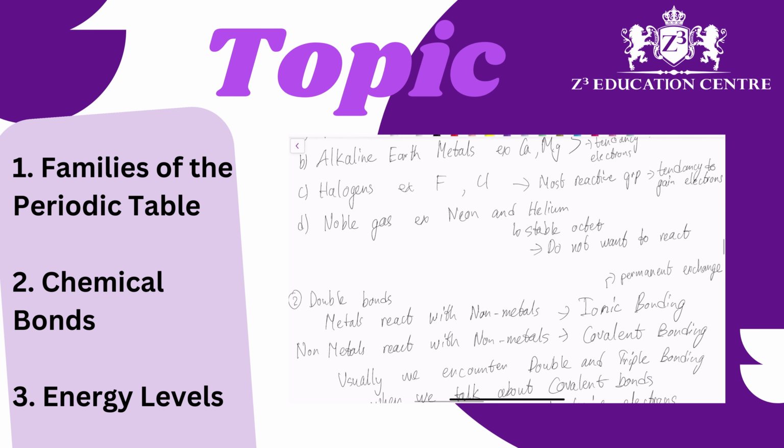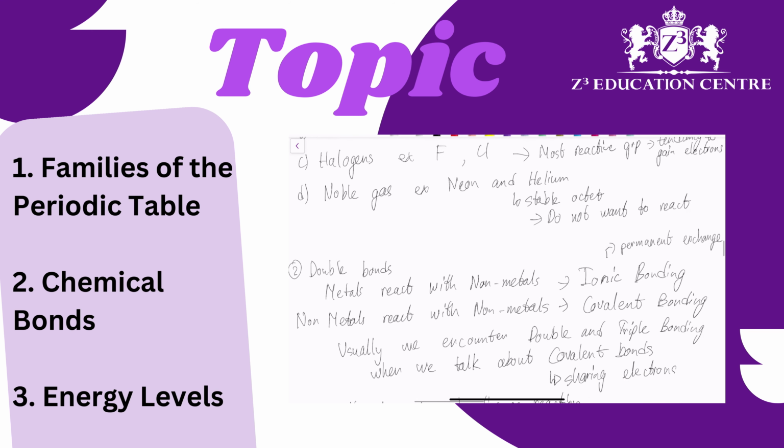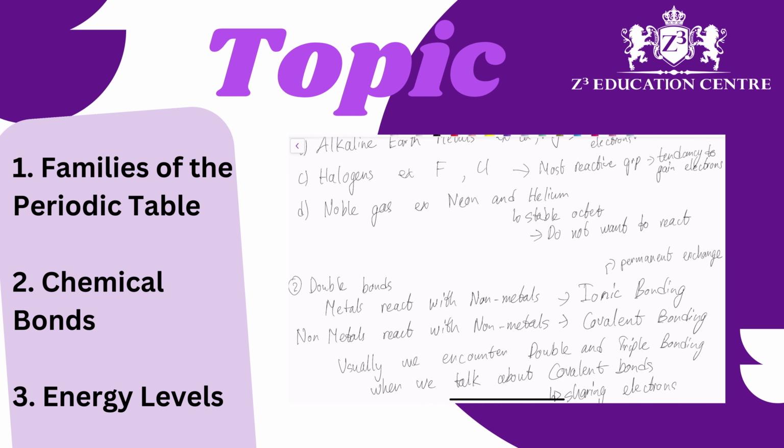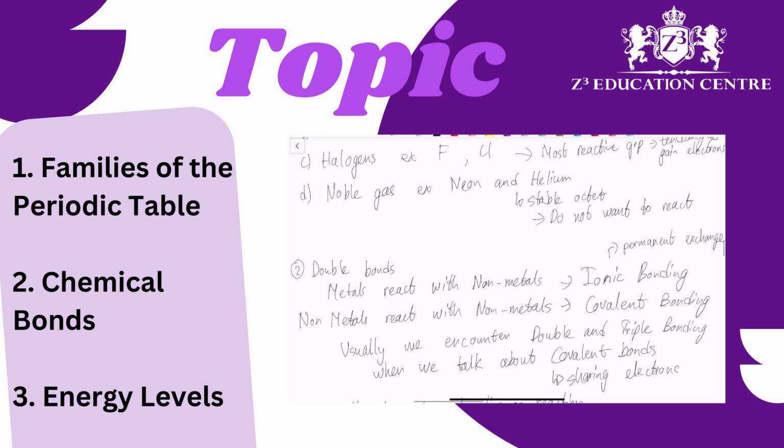So for double bonds, when metals react with nonmetals, we call them ionic bonding. When nonmetals react with nonmetals, we call them covalent bonding. Usually we encounter double bonds and triple bonding when we talk about covalent bonding. So what are covalent bonds? They are sharing electrons. For ionic bonding, they are known as permanent exchange of electrons.